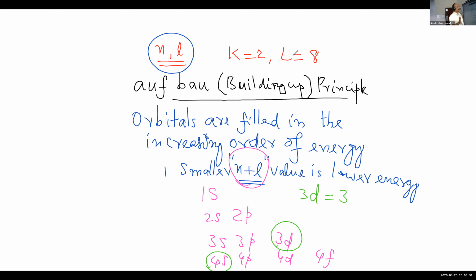Okay, 3d, the principal quantum number is 3. In 3d, the principal quantum number is equal to 3, and plus L. That is the azimuthal quantum number. What is the azimuthal quantum number, Diya? Azimuthal quantum number: S, P, D, F, G, H. 0, 1, 2, 3, 4, 5, etc.